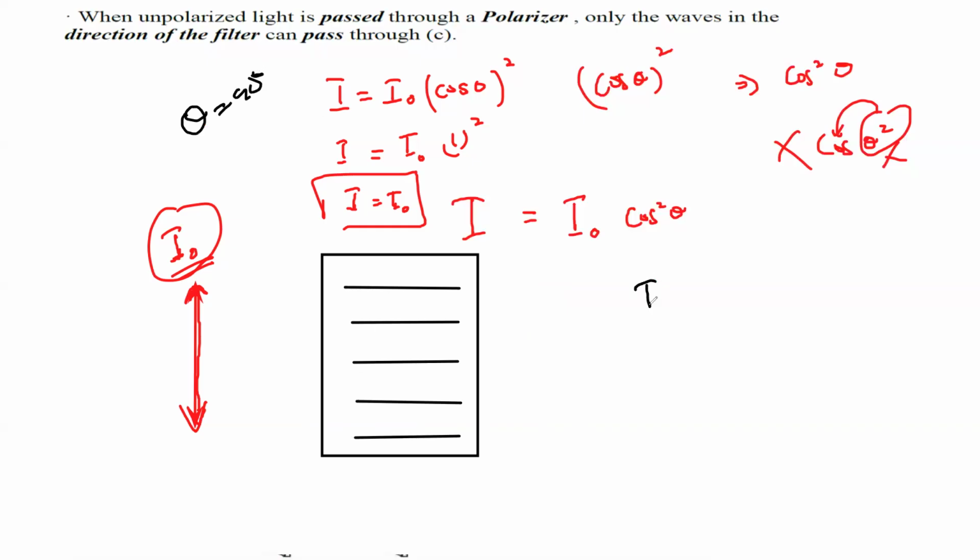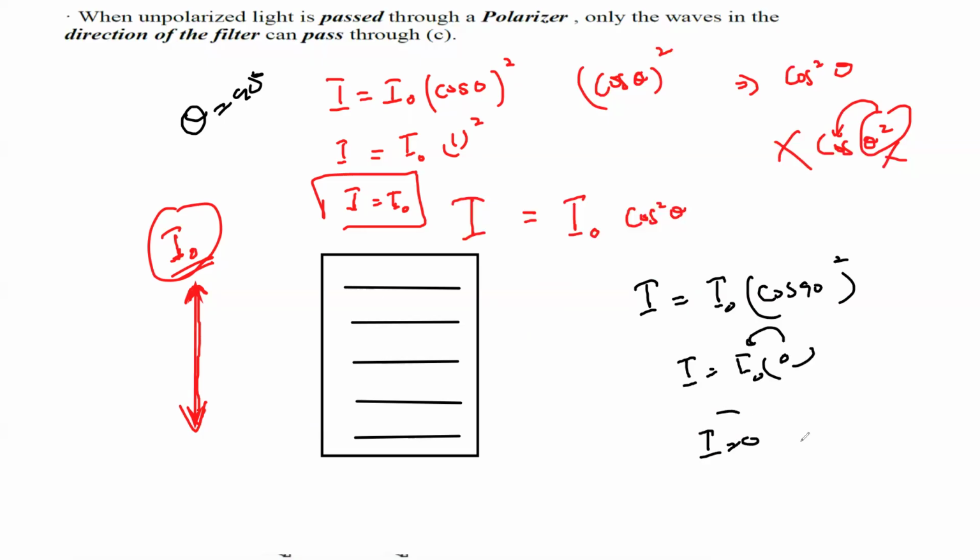So we have the formula I equals I naught cosine 90 whole square. What is cosine 90? That is equal to 0. So 0 multiplied by anything gives 0. So what is the intensity of the light? The intensity of the light will be 0, or there will be no light. So light is not able to pass through this polarizing filter.